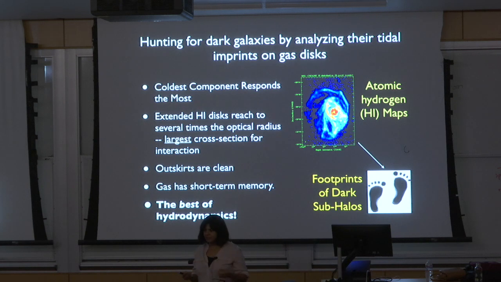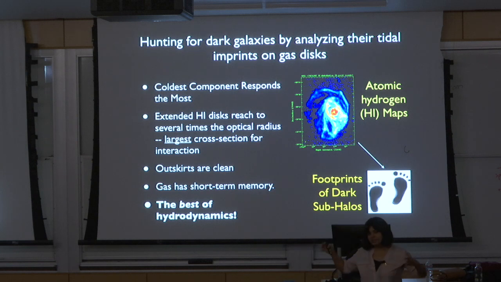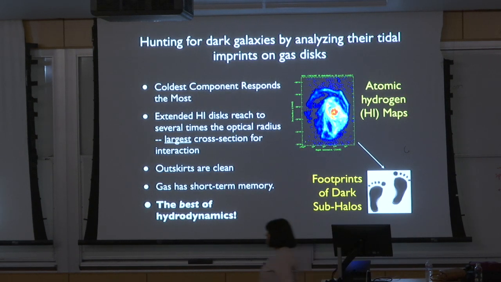So they're relatively clean environments. And because the gas is collisional, disturbances in the gas disk damp out on the order of a dynamical time, okay? Which is what I mean when I say a gas has short-term memory. It's pretty forgetful. So you have this huge cross-section for interaction. You have this cold, highly responsive, and yet forgetful structure that you can analyze.